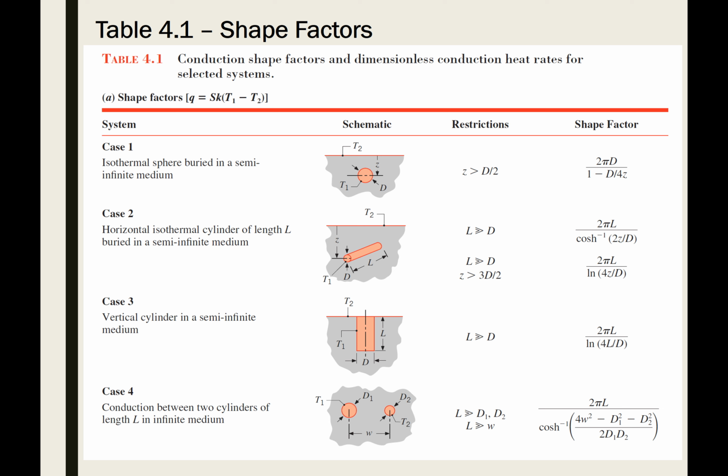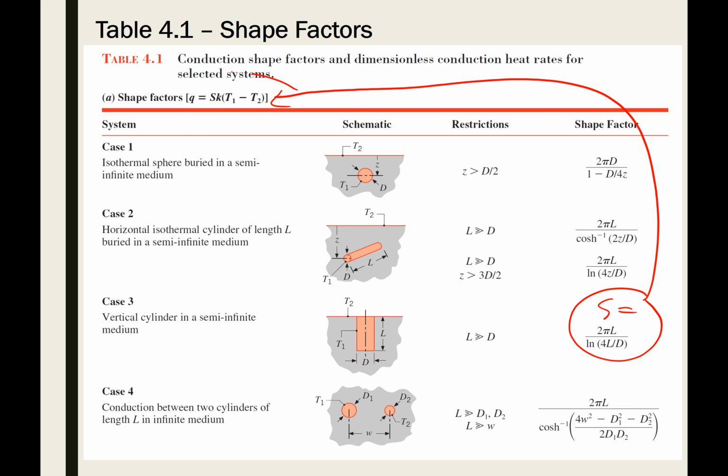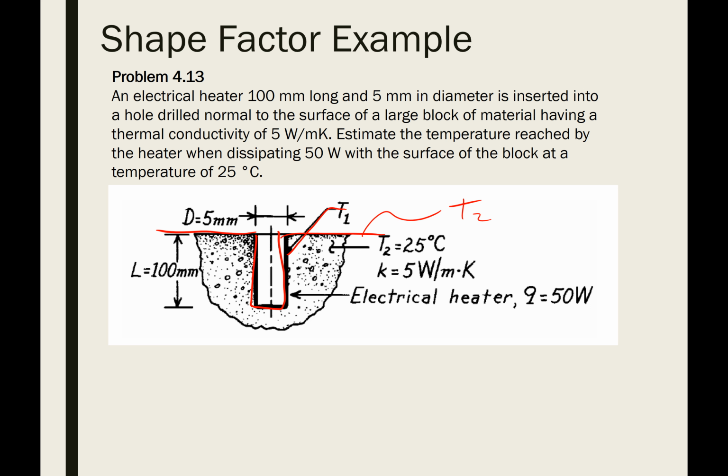So that gets us the shape factor, which is just our S. Then we can take that and just plug it into this equation. That particular problem is asking us for, if you read it all the way through, it says, estimate the temperature reached by the heater when dissipating 50 watts with the surface of the block at a temperature of 25 degrees C. So our equation was Q equals SK times T1 minus T2.